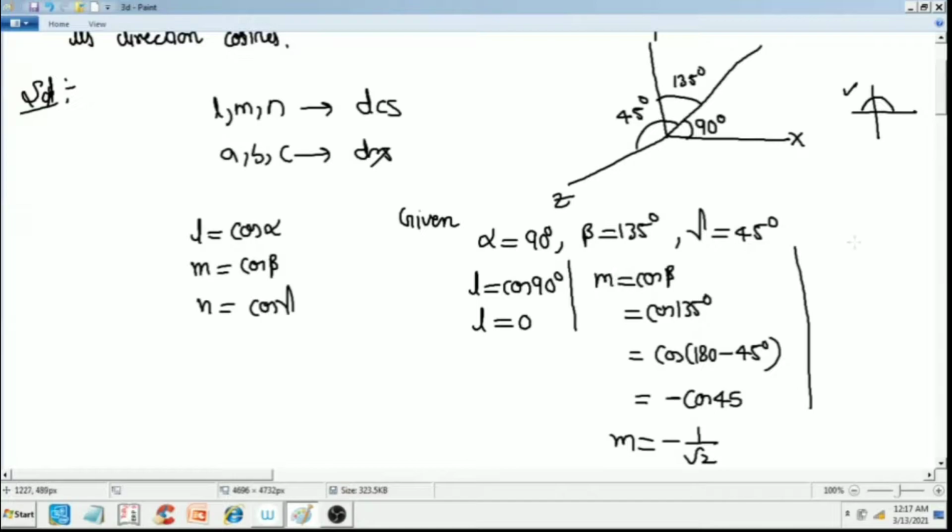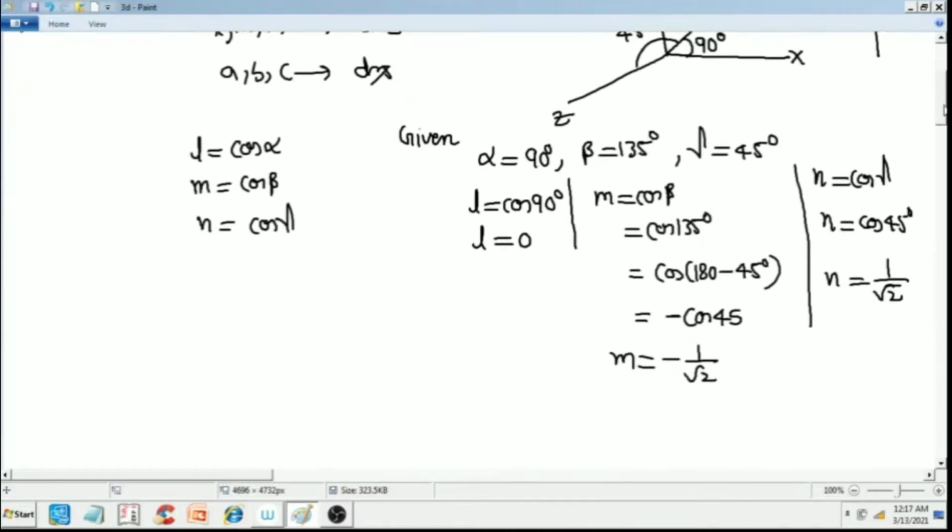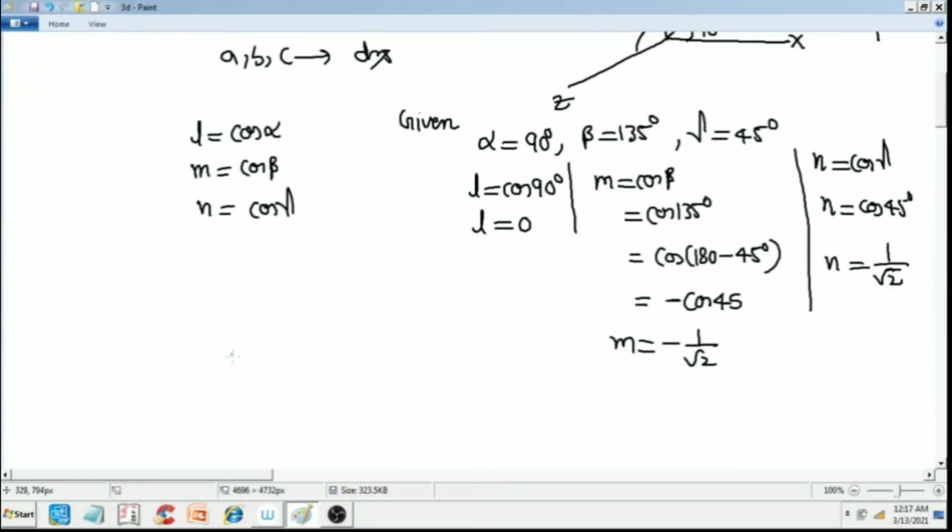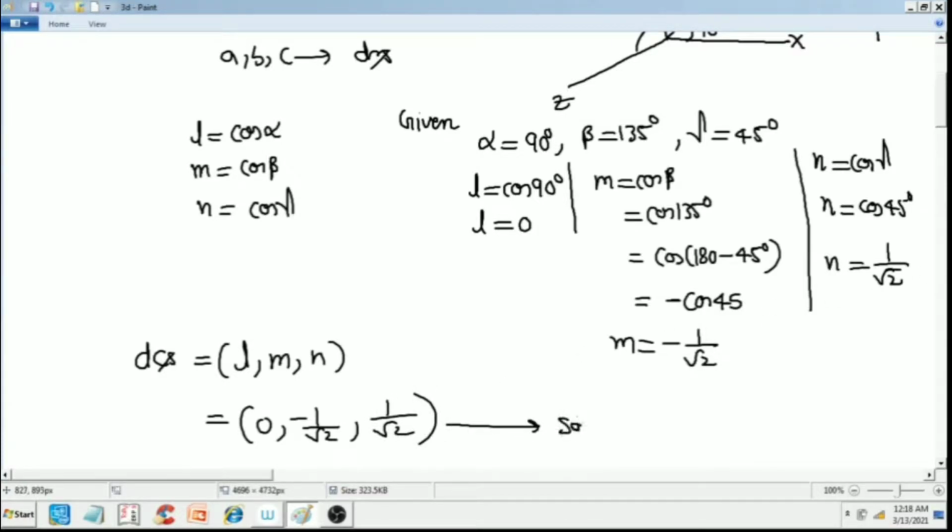Next, gamma. n equals cos gamma, n equals cos 45 degrees, which is nothing but 1 by root 2. And so we have 0, minus 1 by root 2, 1 by root 2 are the DCs, l, m, n. Here l is cos alpha, whose value is 0, m value is minus 1 by root 2, and n is 1 by root 2. That's all. This is the solution.